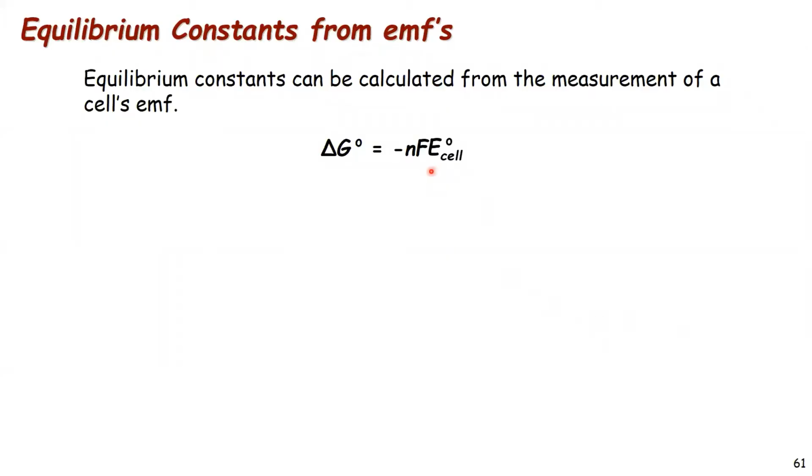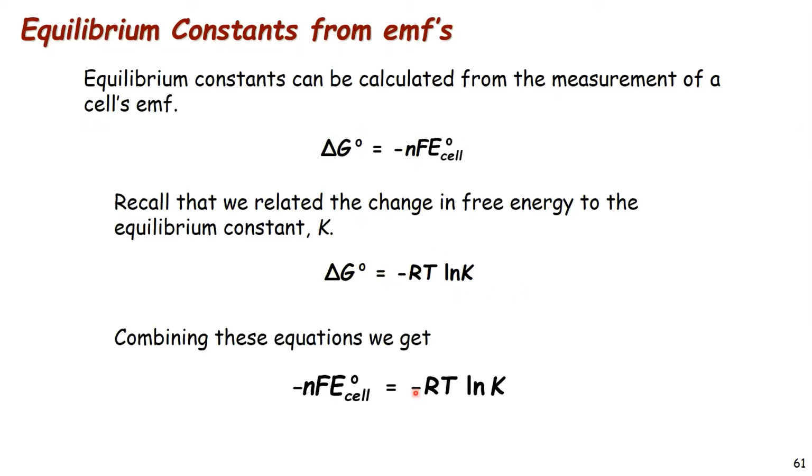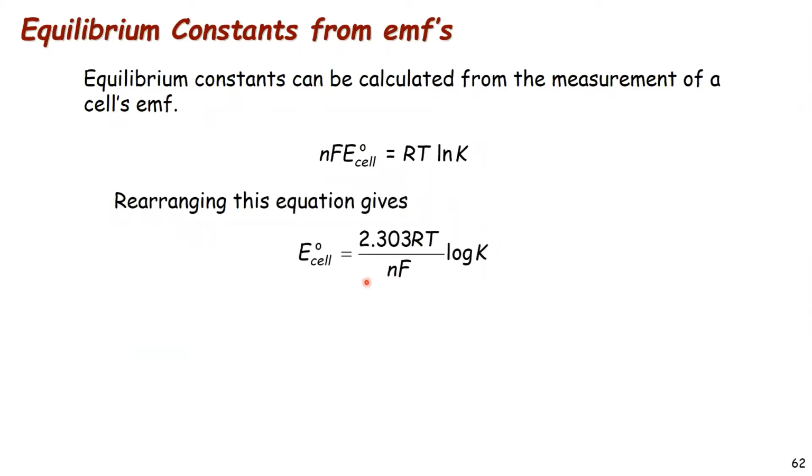Let's talk about another one. Equilibrium constants can now be calculated from the cell EMF, since we already have a relationship that relates free energy to the cell potential, and we have an equation that relates free energy to the equilibrium constant. These are the same free energies, so we can take this term and say it equals that term. Our negatives cancel out, and then we can simply rearrange the equation to look like this.